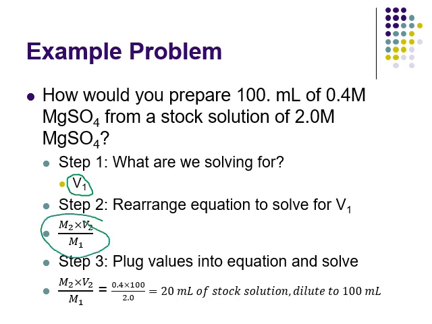And finally, it's just a plug and chug. The new molarity is 0.4, so 0.4. The new volume is 100 milliliters, V2. And the initial concentration, the 2 molar, 2 molar. So you multiply, you divide, and you get your answer. You get your V1, which is almost always what you're solving for. That's telling us how much stock solution we need to start with, and then we dilute it to the target volume that we want.